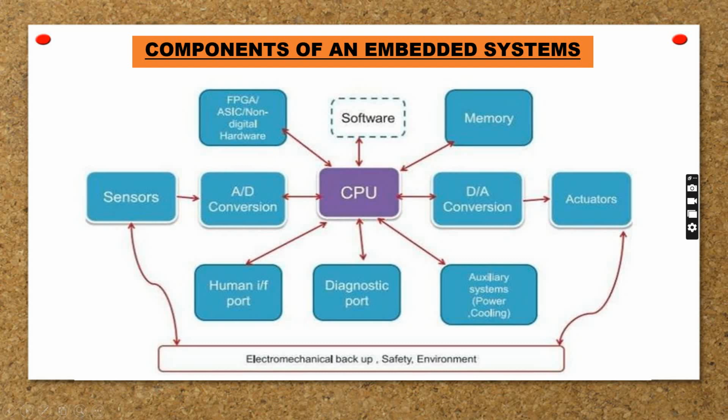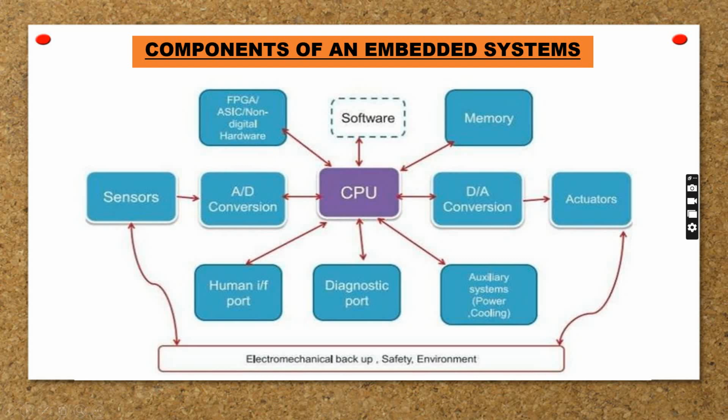It interprets and executes the code stored in memory, interacts with peripherals, and controls the overall operation of the system. Memory is used to store program code, data, and configuration settings. It includes both RAM and ROM.